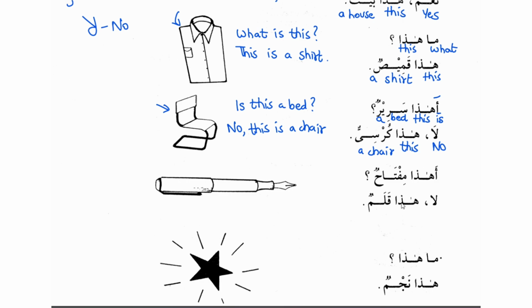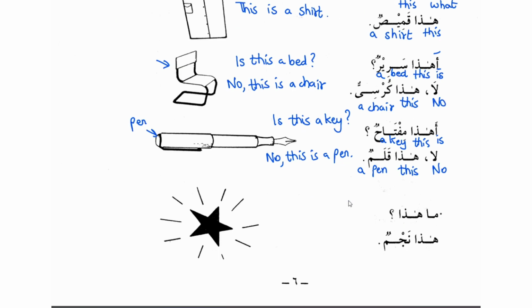Okay. Next question is, again a yes or no type of question. Ahaza miftahun? Is, haza means this, and miftahun, we have also covered this word in the previous lesson. Miftahun means a key, right? So this will be translated as, is this a key? Question mark. No, this is a pen, right? So the answer would be la. La means no. La hadha qalamun. Hadha means this. Qalamun means a pen. This will be translated as no, comma, this is a pen, full stop.